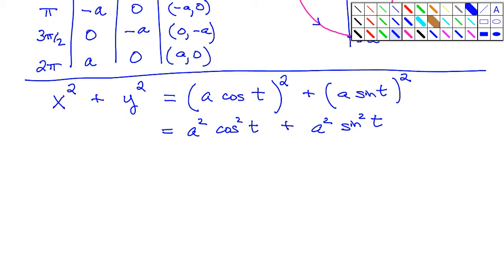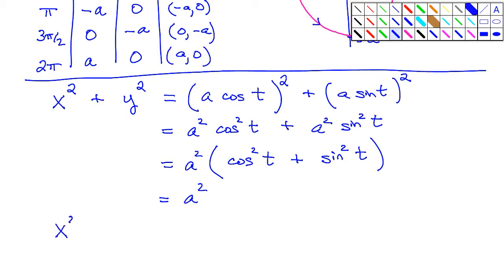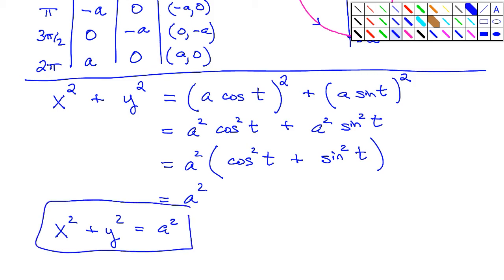Then the question is, what can I factor from both of these? And the answer is a squared. That leaves me with cosine squared t plus sine squared t. But we know that sine squared t plus cosine squared t is just 1, so this ends up being just a squared. So the equation is x squared plus y squared is equal to a squared, which is a circle centered at the origin of radius a.